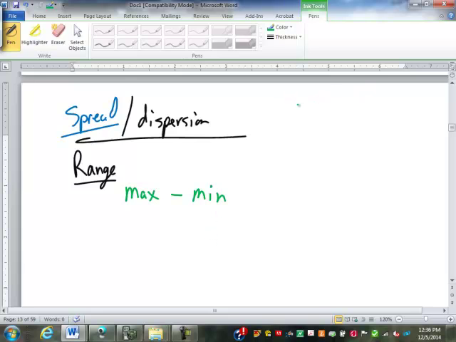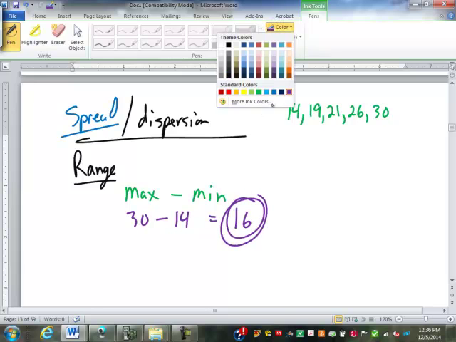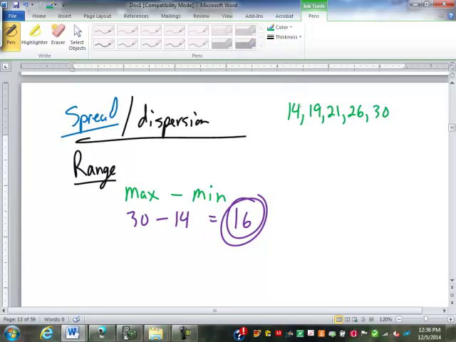So I'm going to put another small set of numbers up here. And I'm going to put them in order from smallest to largest just to make it easier on me. So there's a set of numbers. The largest number there is 30. The smallest number is 14. So our range is 30 minus 14, or 16 is the range. Well, you look at that, that's not a terribly useful value.